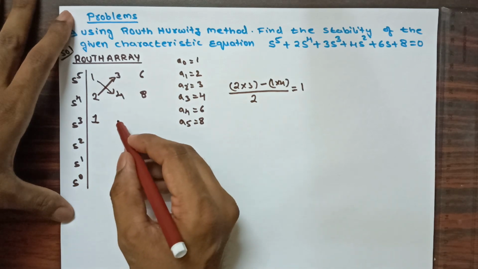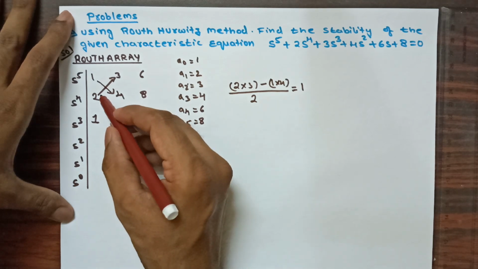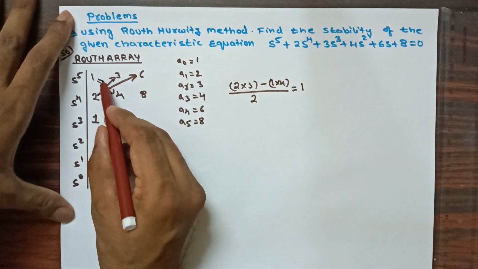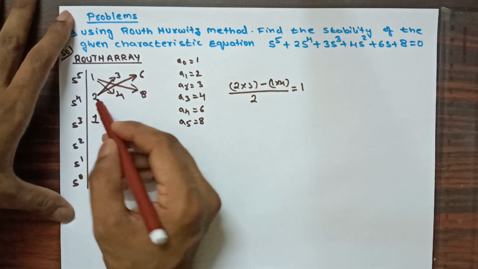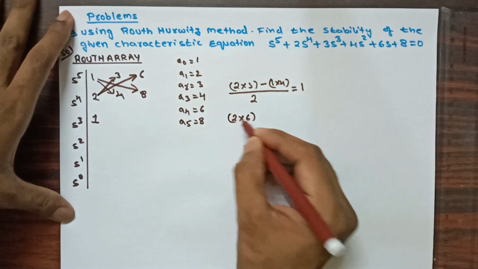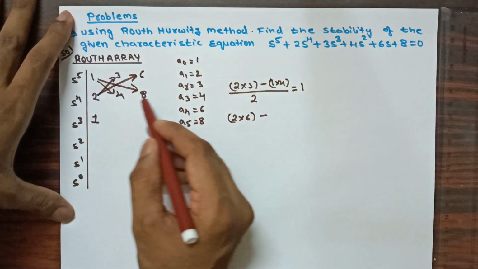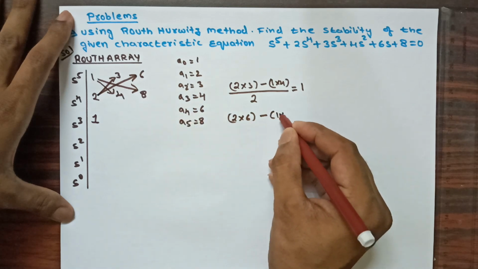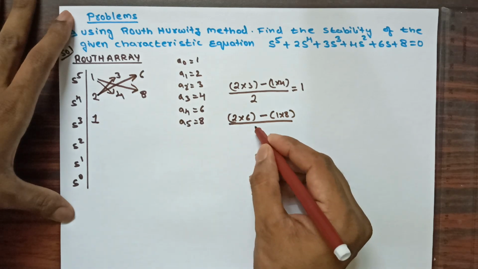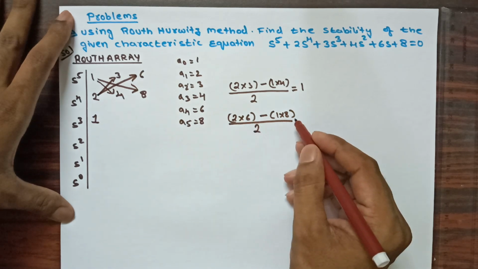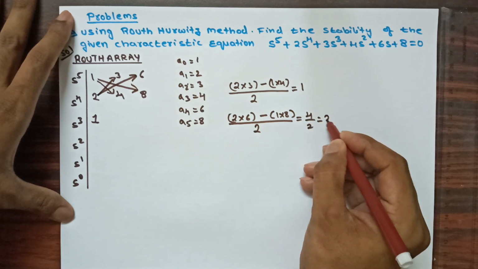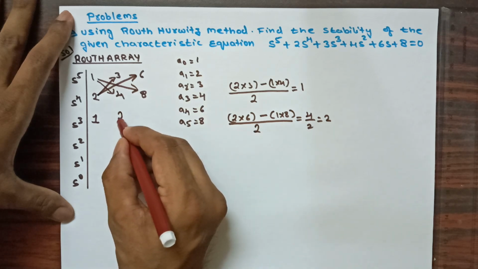Now next, to get the second value of the third row, we are going to calculate 2 into 6 minus 1 into 8, whole divided by the first value, that is 2. 2 into 6 is 12, 12 minus 8 you are getting here 4 by 2, which is equivalent to 2. So the second value I am getting here is 2.